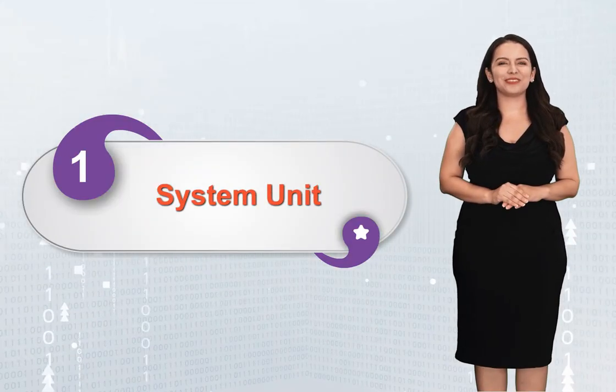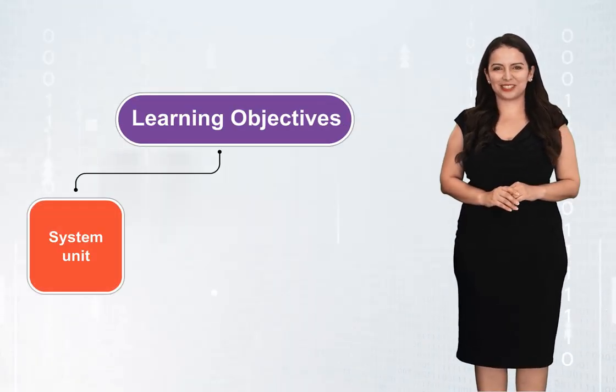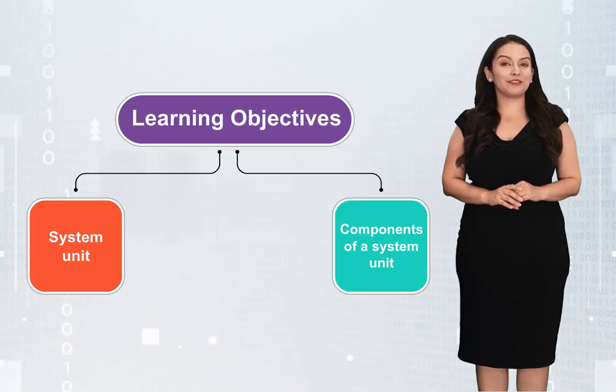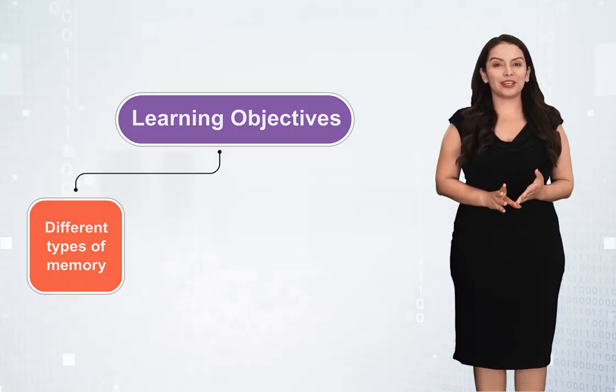Chapter 1: System Unit. Learning Objectives: System Unit, Components of a system unit, Different types of memory.